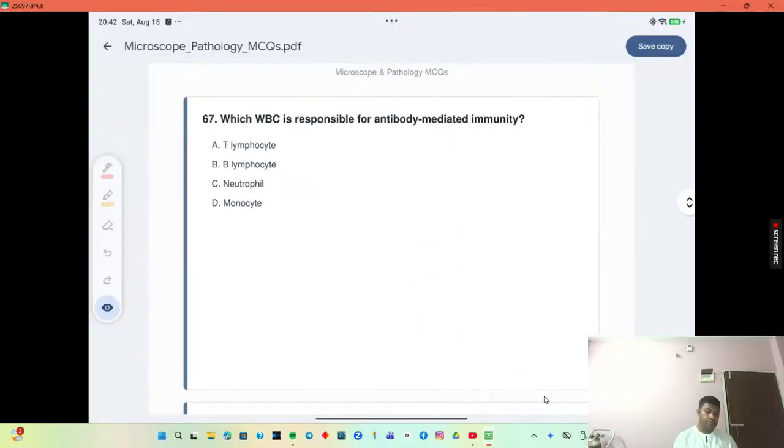Now, which WBC is responsible for antibody mediated immunity? Here, the right answer to this question will be B lymphocyte. So, which WBC is responsible for antibody mediated immunity? The right answer will be B lymphocyte. Now we will move to the next question. Okay.